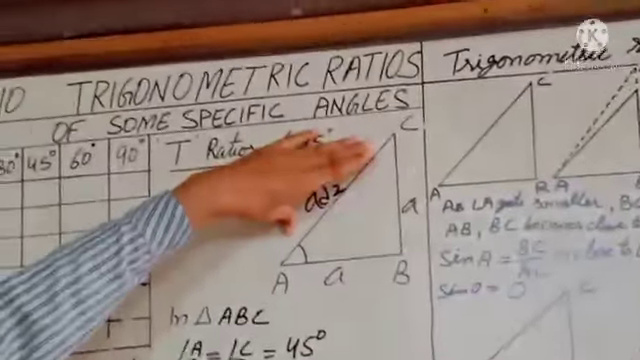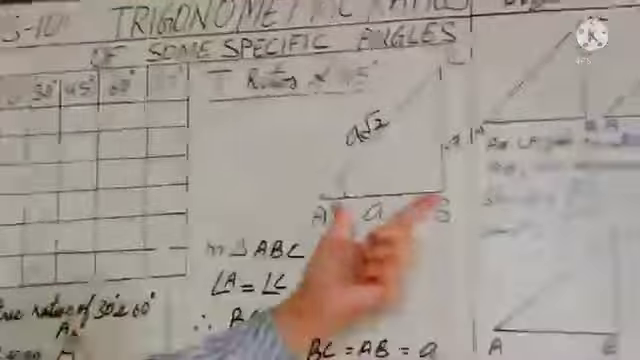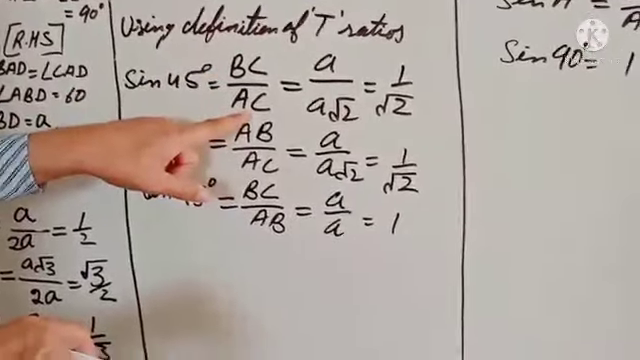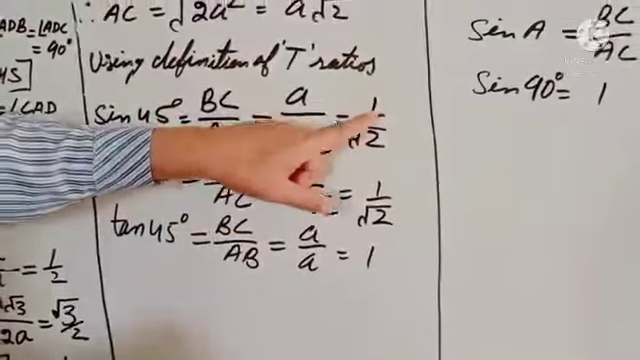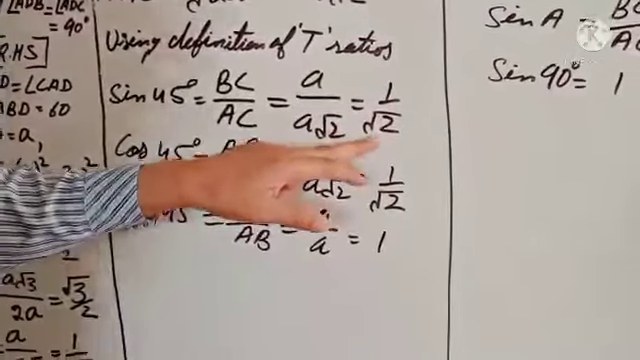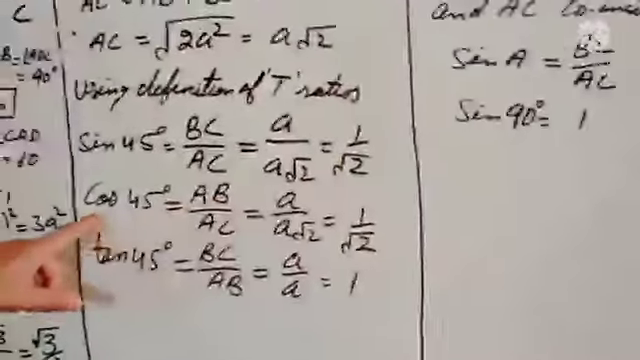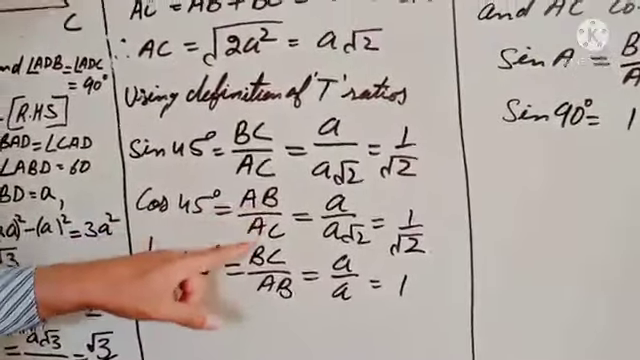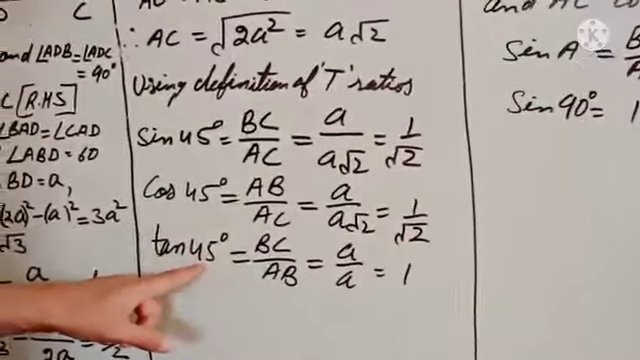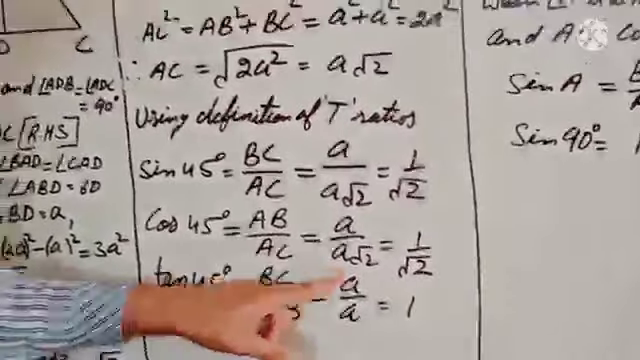When we take cos 45, we will take side adjacent upon hypotenuse. In other terms, we can say sin 45 is equal to BC upon AC. Putting their values, we get 1 upon root 2. So we have derived the value of sin 45, which comes out to be 1 upon root 2. Calculating cos 45, we have AB upon AC, that gives us 1 upon root 2. Similarly, tan 45, BC upon AB, A upon A, that gives us 1. So let's fill up the table now.